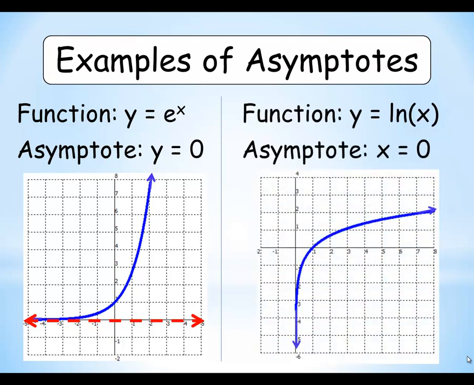In the next section of this unit, we will work with logarithmic functions. Here we see the parent graph of a natural logarithmic function, and this time the asymptote is the vertical line x equals 0.